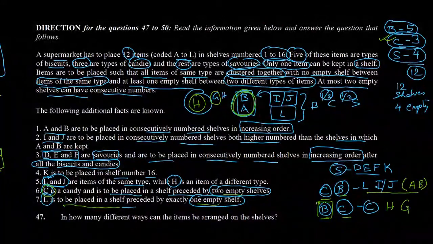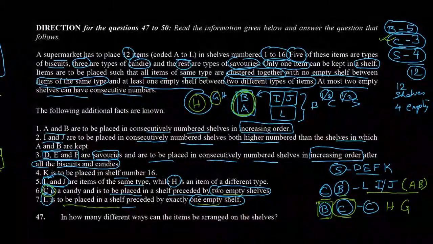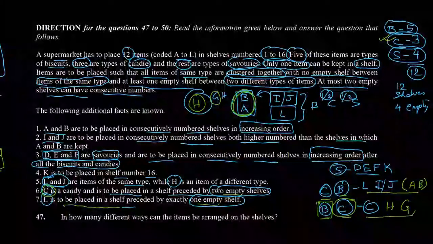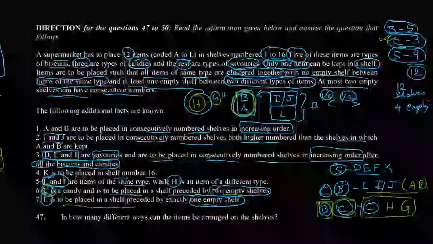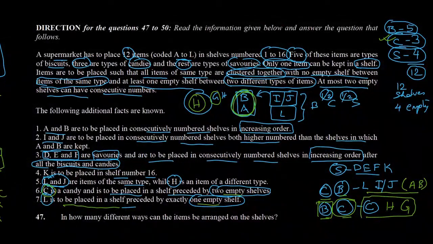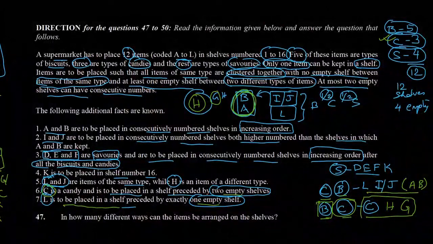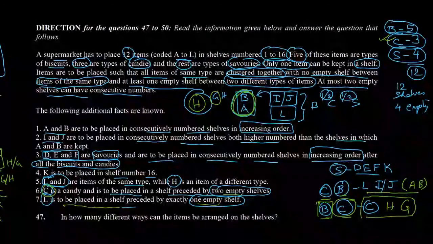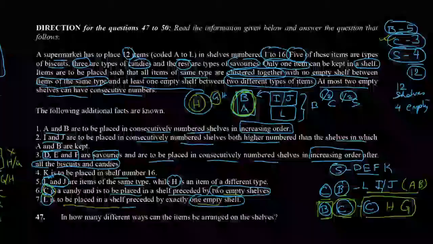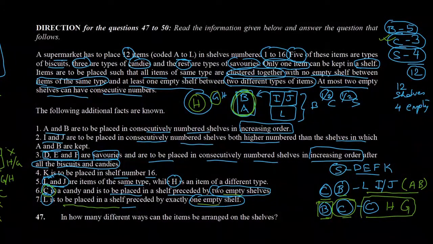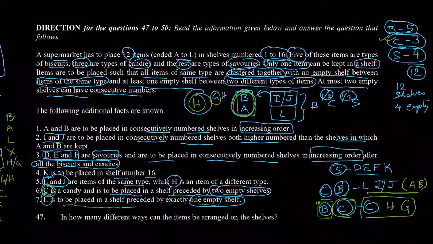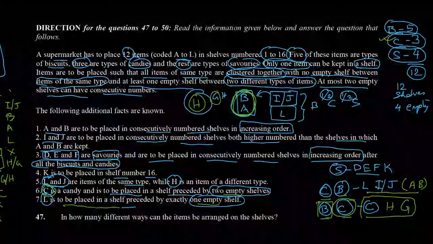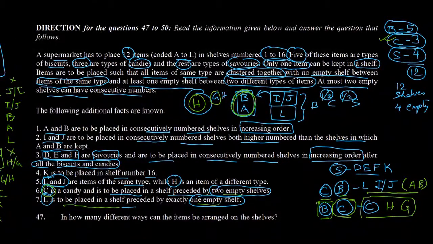The second possible arrangement is if we take the candies first. So the candies would be C, H and G. C will come after 2 empty shelves, so C will come in shelf number 3, and then we don't know the order of G and H. So the next 2 shelves will be G or H, and then we will have 1 empty shelf, and then we will have the biscuits starting with L, and then A and B, and then I or J, and then J or I, and then the 12th shelf remains empty. So these are the 2 possible arrangements.